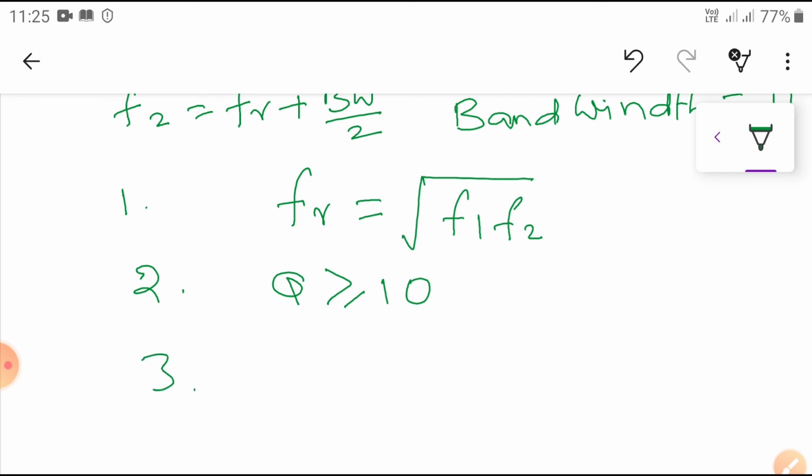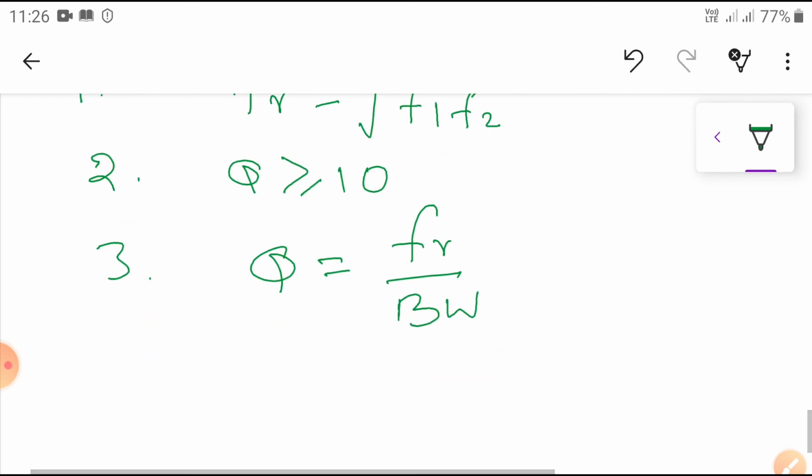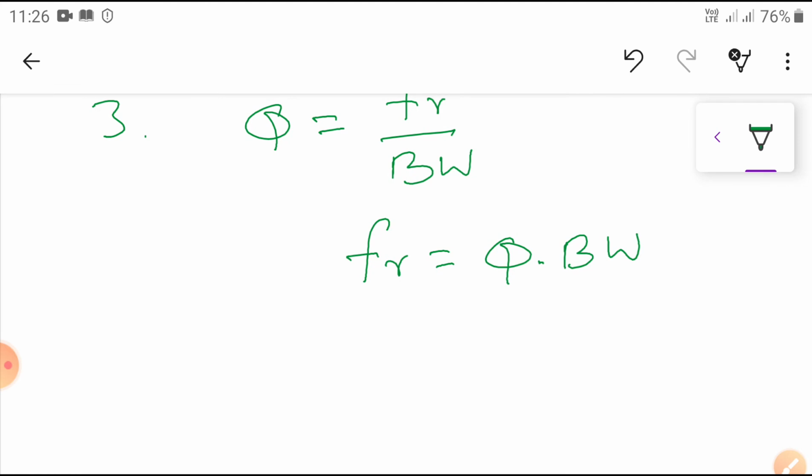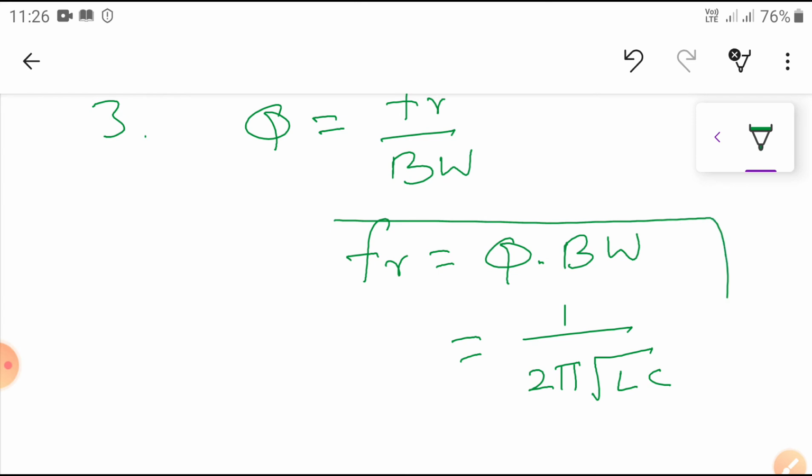And the third important point is the relation between the quality factor and bandwidth of the series resonance circuit. We can write the quality factor is equal to the resonance frequency divided by the bandwidth, or simply, the resonance frequency is equal to the quality factor times the bandwidth. At the same time, we can write the resonance frequency as 1 by 2 pi under root of LC. Okay. These are the resonance frequency equations.